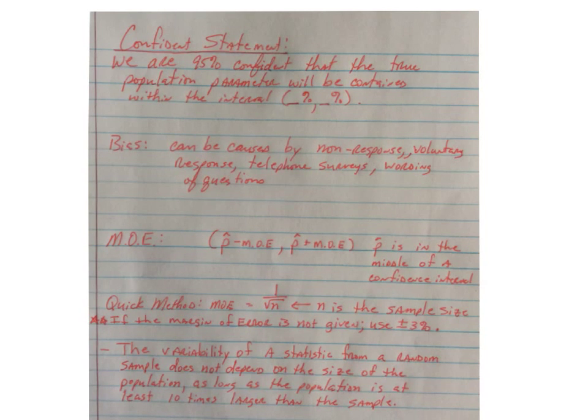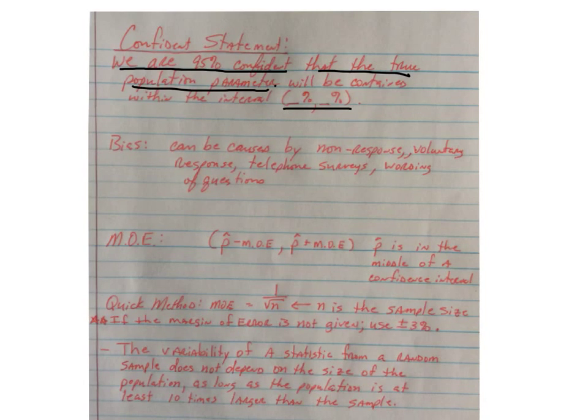Okay, on this page, we look at the confidence statement. Now, make sure you include these things. You always state that we are 95% confident, because that's the confidence level that we are at currently. Make sure that the true population parameter of whatever you're covering is included, and will be contained within the interval. And remember, I don't care if it's a percentage or just decimals. Make sure it's consistent.